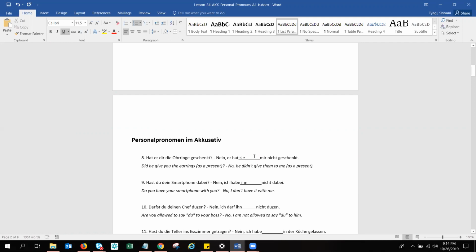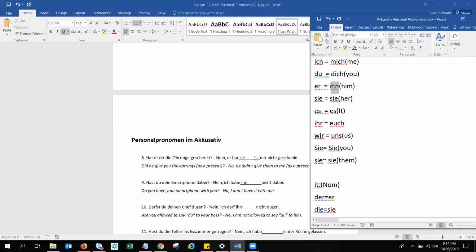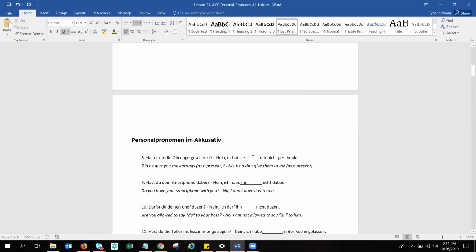Okay, so we have to look for the relationship in the sentence. The others like "you, him, her" I'm able to understand. If it is "them", then it is a personal pronoun in accusative, and if it is "their car, their pen", then it is possessive article.